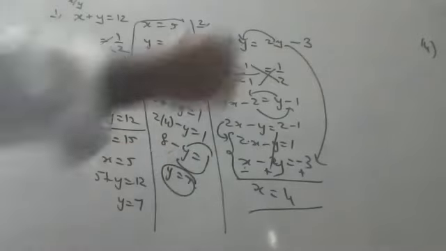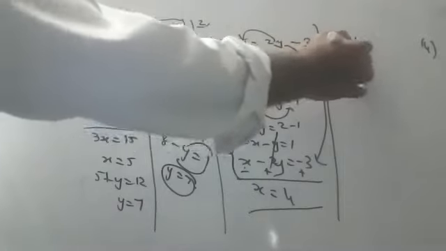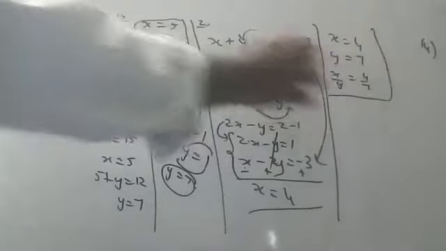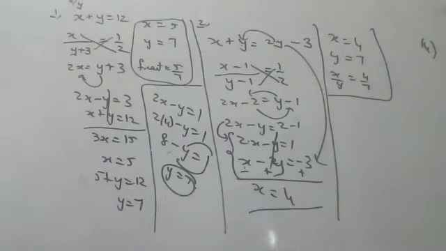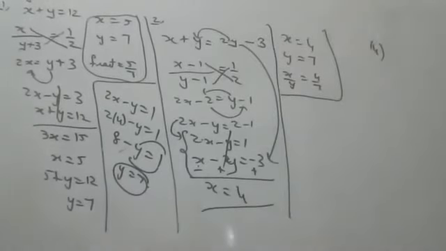Okay, children. So what is your answer going to be? X is 4, y is 7, the fraction is 4 by 7. This should be your answer. Like that you should answer. Compulsory, I want answers like that. Okay, children. Next one, third sum.